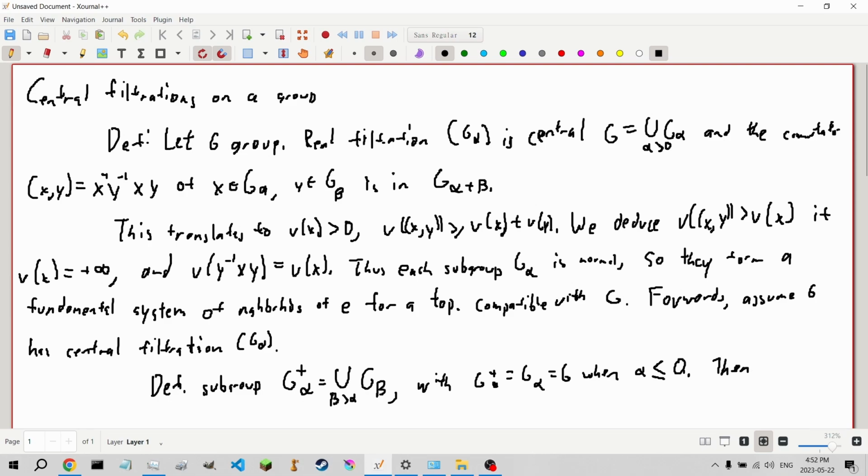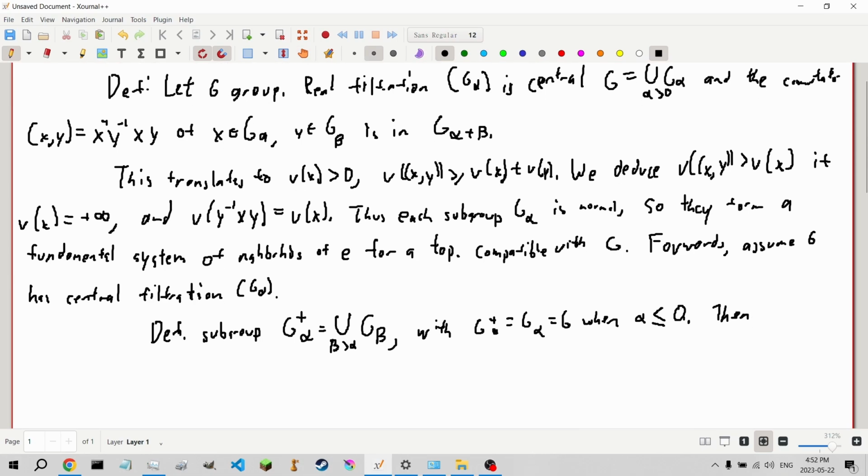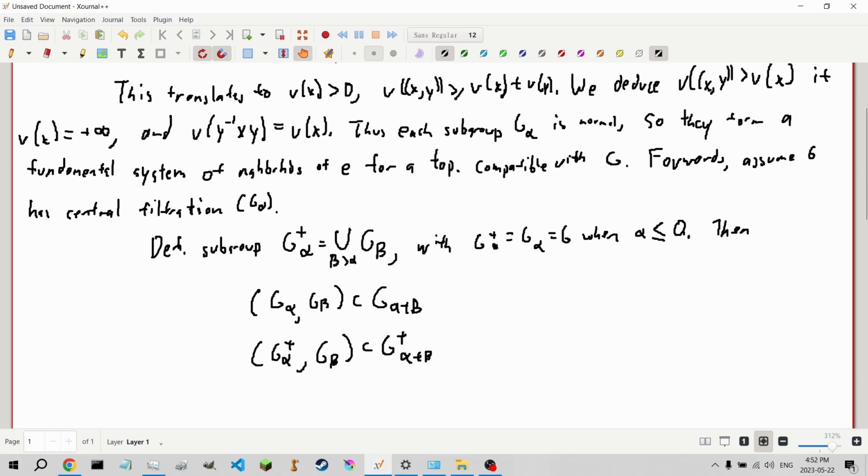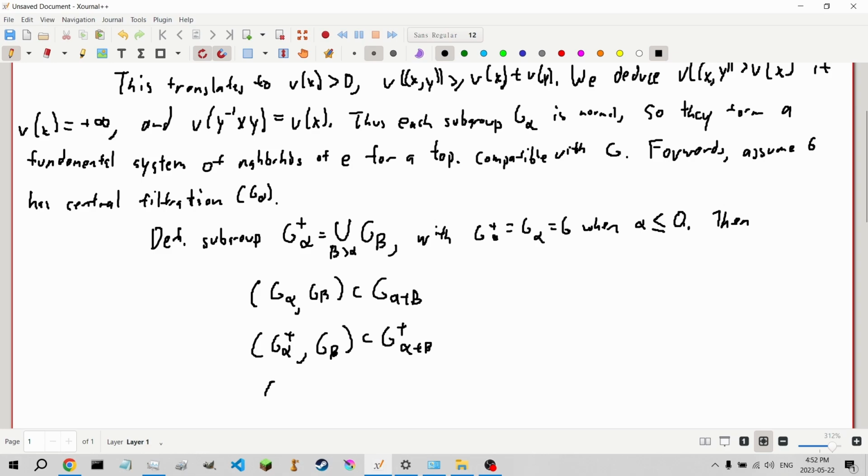Then we have that the commutator of a subgroup G alpha and a subgroup G beta lies within G alpha plus beta, of course. We also have that G alpha positive with G beta, we may have seen this all before, but it's good as review, lies within G positive of alpha plus beta. And the commutator of G and G alpha lies within G alpha plus.